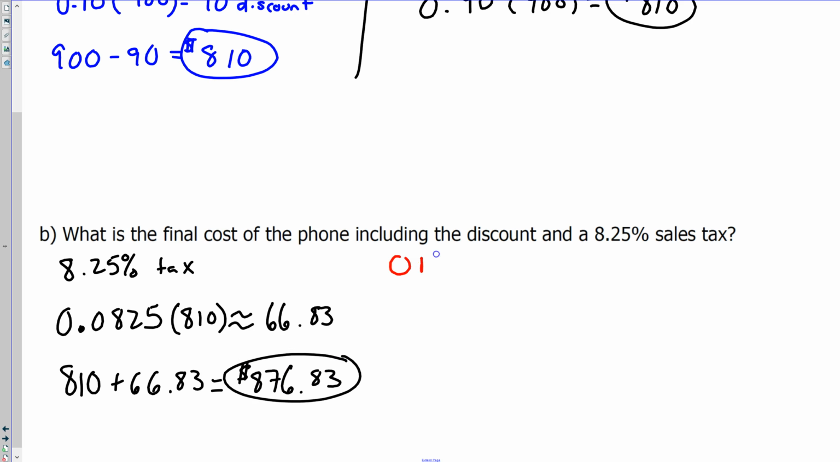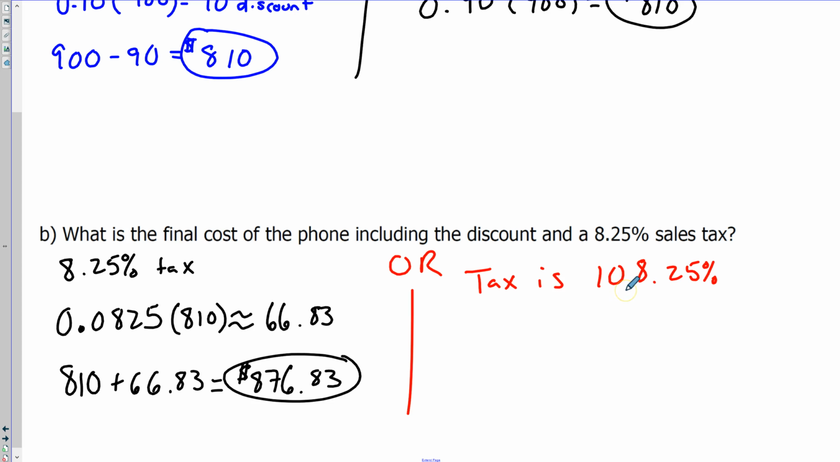Now, similar to the last problem, this can be calculated a little bit more quickly as well. Instead of calculating the tax separately and then adding it to our total amount, we can do the tax all together. And how we would do that is we would be essentially looking at how much tax is exceeding the original value. So if the original value was 100%, adding the 8.25% sales tax would mean I want 108.25% of my original value. So I'm just taking 100% and adding on the 8.25. That's essentially what we're going to do here.